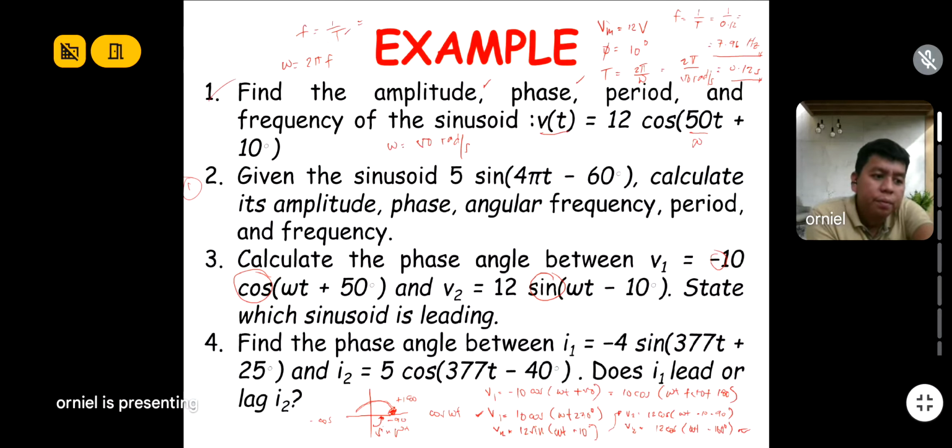The question is to calculate the phase angle between V1 and V2. How do we compute that?